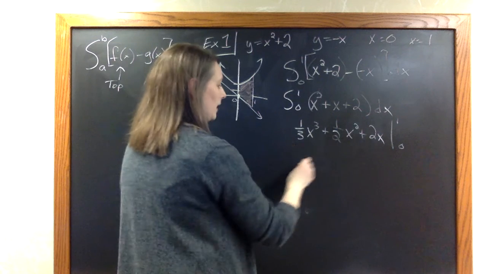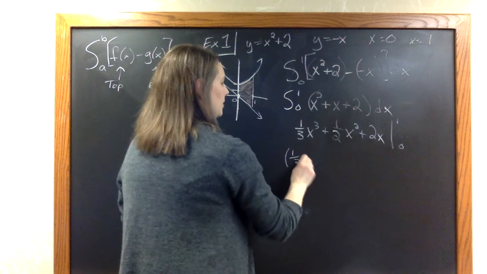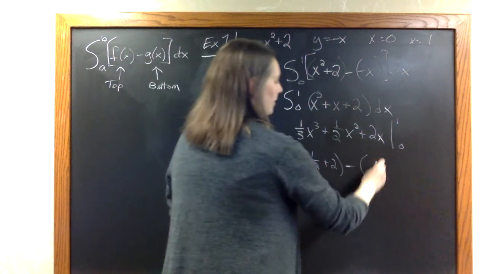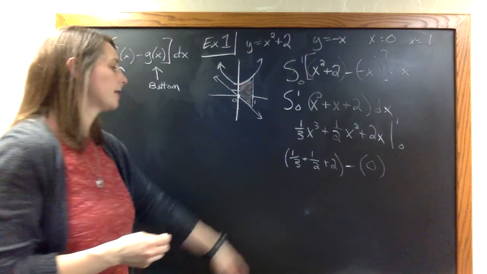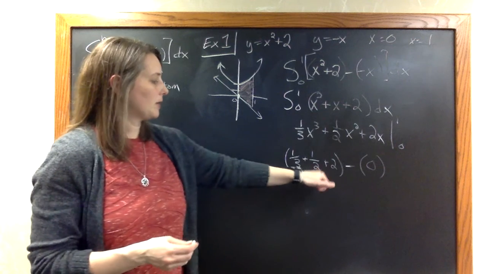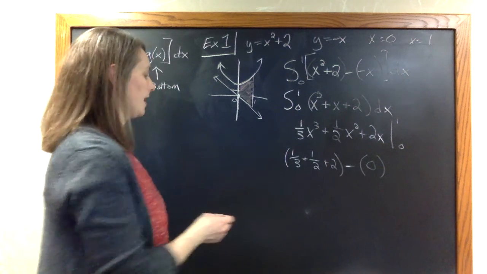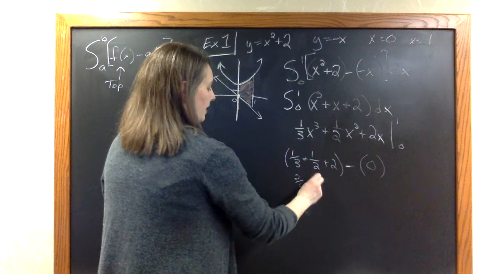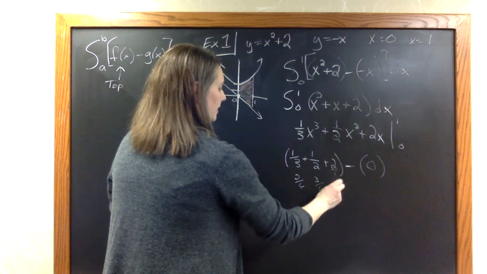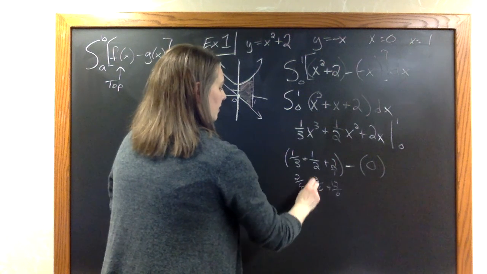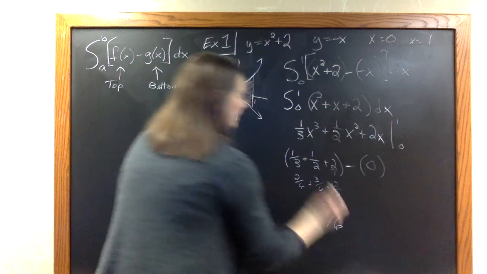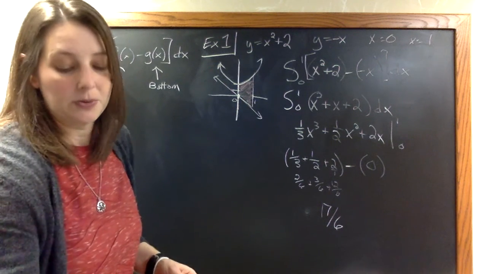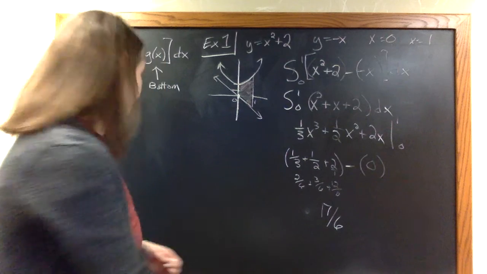So that means first we plug in 1. So we get 1/3 plus 1/2 plus 2. And then we subtract, we plug in 0. That's just going to be 0 all the way across. So we end up with 1/3 plus 1/2 plus 2. If we really want to get common denominators, that's 2/6 and 3/6 and 12/6. So 17/6 for that answer. All right, I'm going to turn the page and we'll check out example number 2.